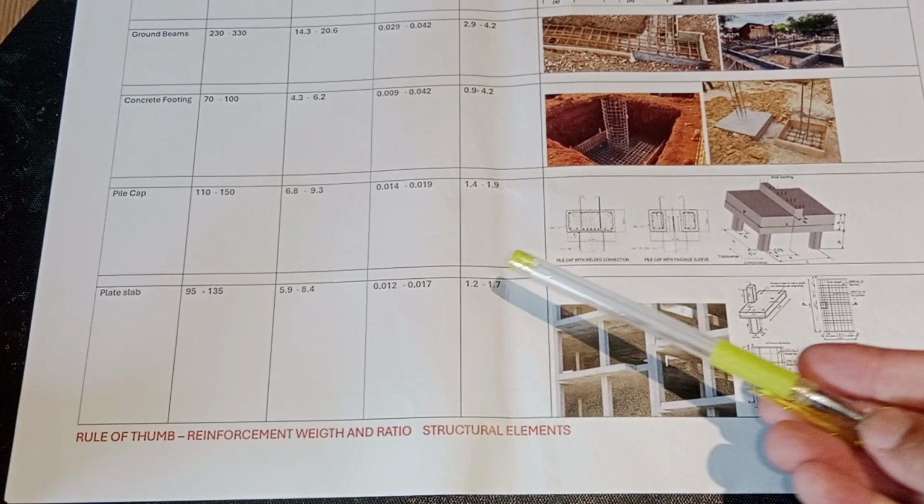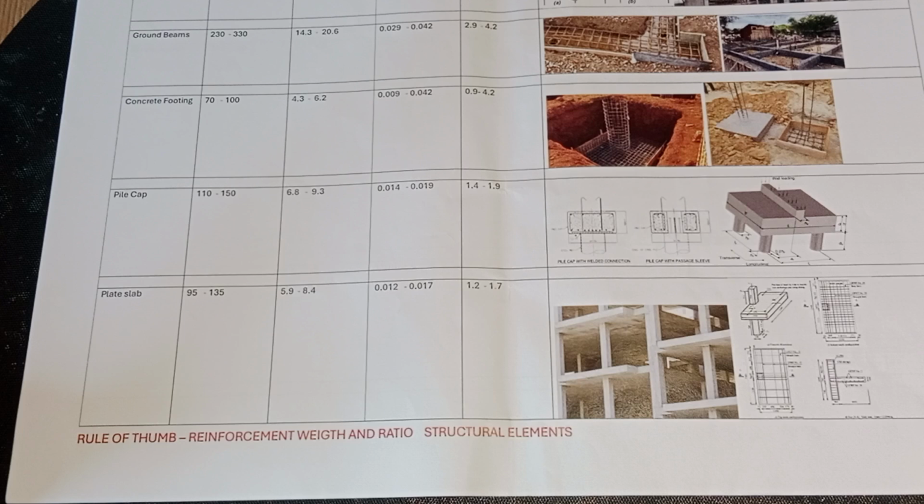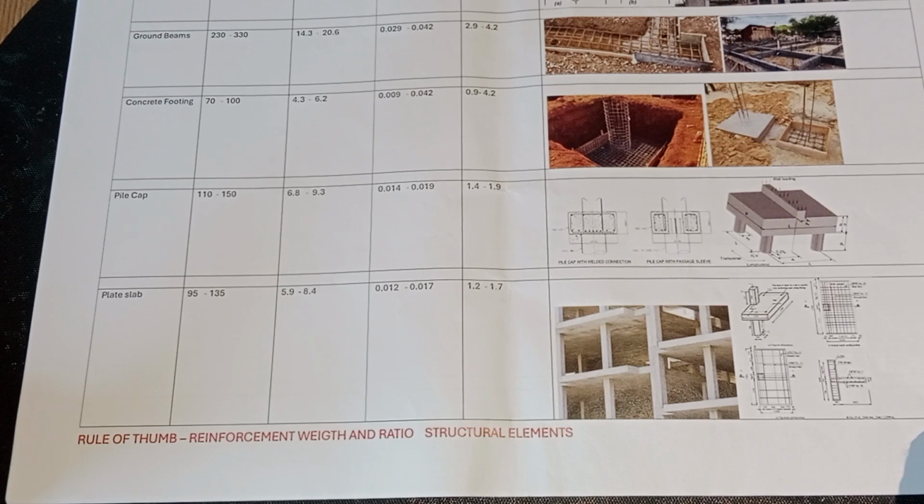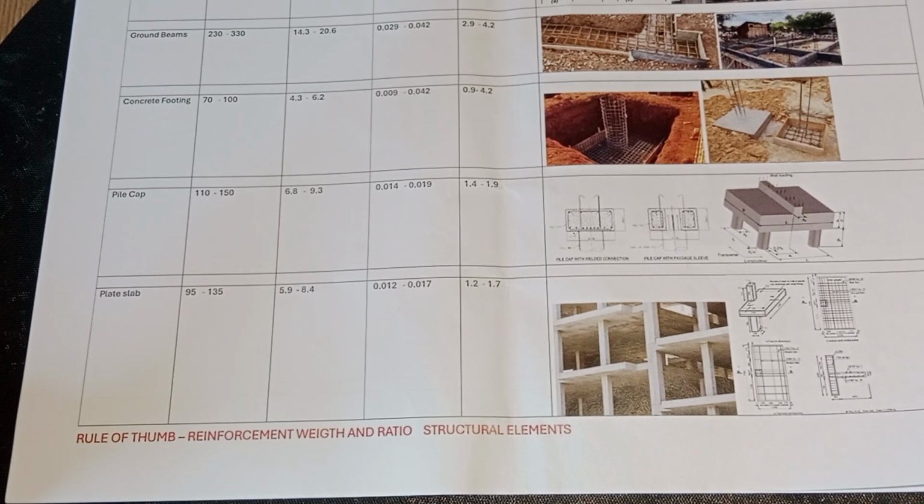Here you see that the maximum and minimum are very close, but always try to stay in the lower range. I say that if you have about 1.5% here, that is ideal and very optimized.